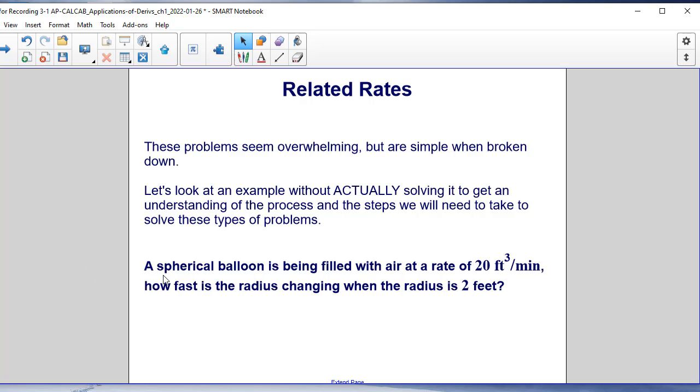And the example we're going to look at is that a spherical balloon is being filled with air at a rate of 20 cubic feet per minute. How fast is the radius changing when the radius is 2 feet? So let's note that this 20 cubic feet per minute is the rate at which the air is going into the balloon. That is going to denote the change in volume. What we're looking for is how the radius is changing, so eventually that'll be our dr/dt, and it's going to occur at the instant the radius is 2 feet. Let's continue on.